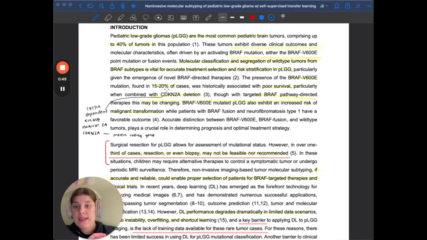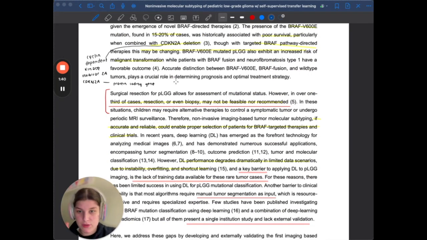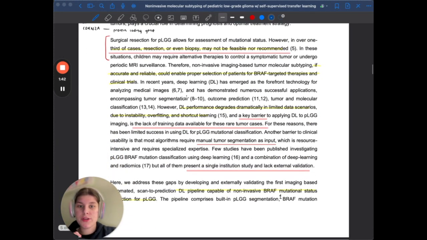The presence of one of these mutations is clinically relevant, with a lot of poor outcomes towards achieving this end goal. So here we go into deep learning, a forefront technology in medical imaging, with different applications in tumor segmentation, outcome prediction, and molecular classification.